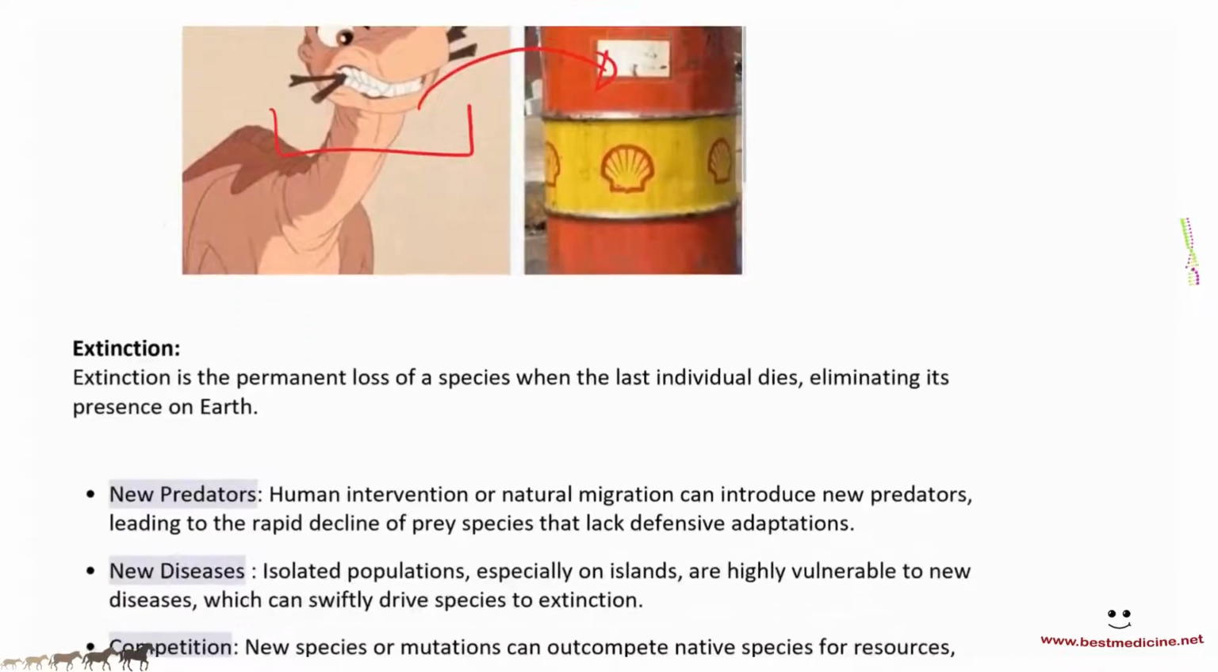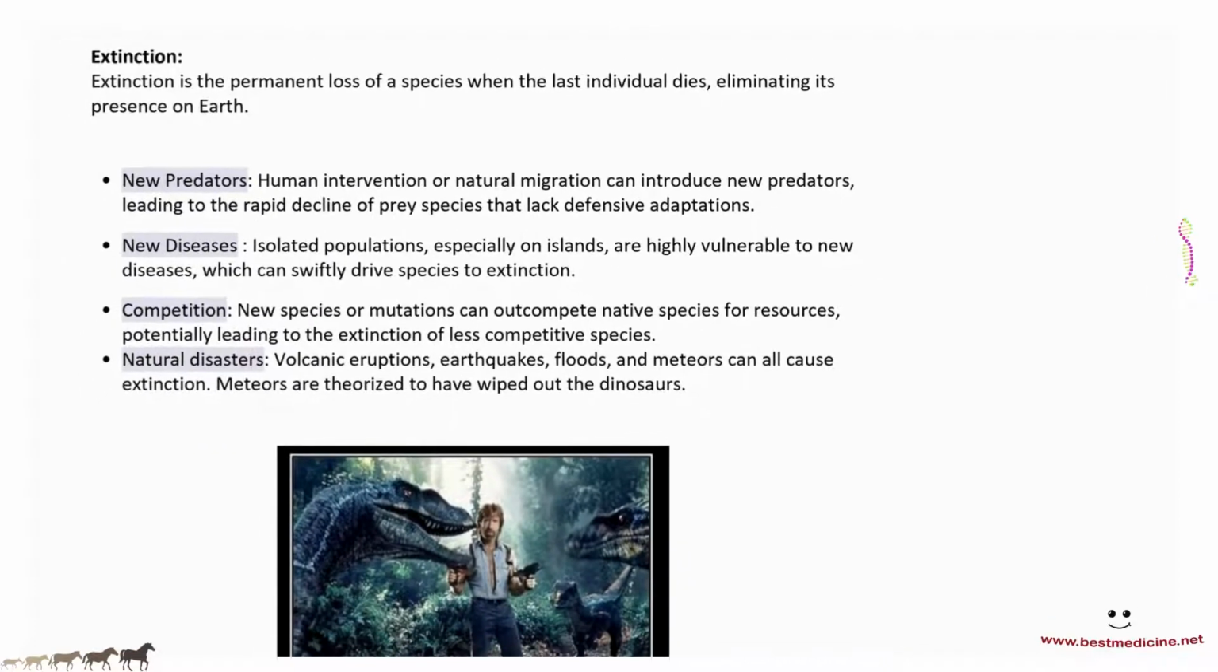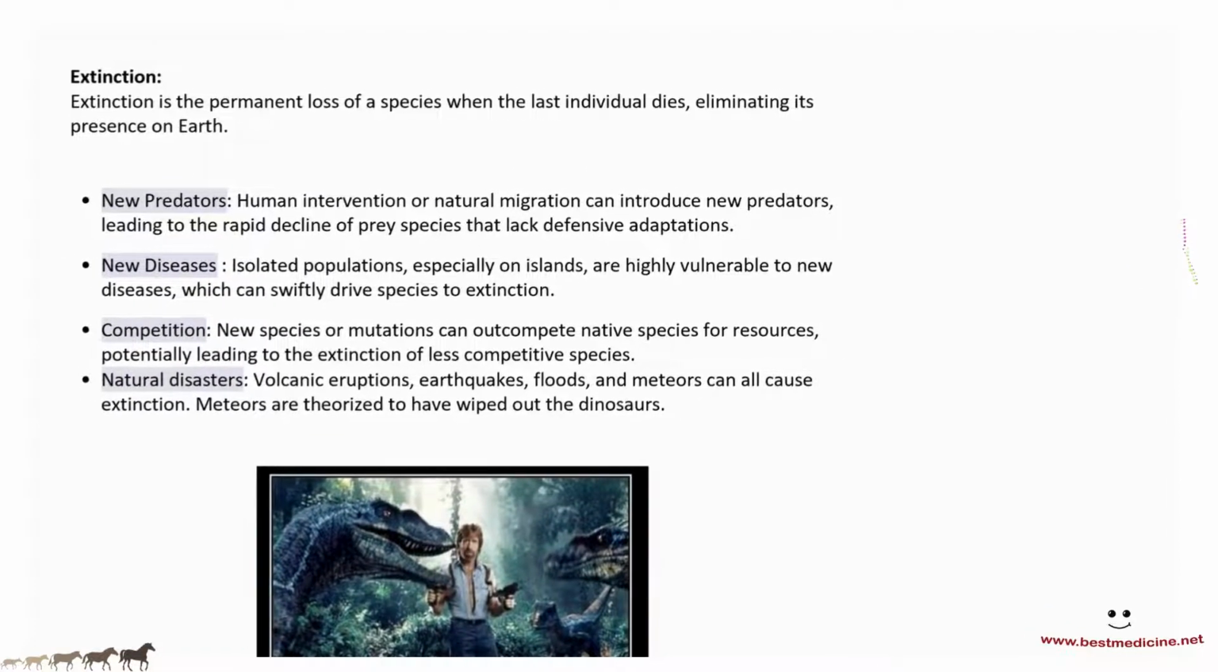Okay, here's a little bit of a review of extinction. Remember extinction, right? It is the permanent loss of a species when the last of the species dies, right? When the last individual dies, eliminating its presence on Earth. So the causes of extinction, again, could occur due to new predators or new diseases or competition, for example, invasive species, or natural disasters, for example, meteors, which were theorized to have wiped out the dinosaurs.